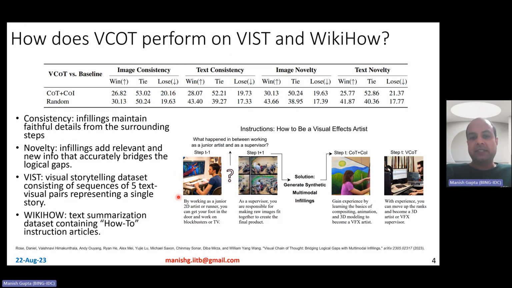Now, here is an example. Here is a particular step: by working as a junior 2D artist or runner, you can get your foot in the door and work on blockbusters or TV. And there is this one: as a supervisor, you're responsible for making raw images fit together to create the final product. Now, in between, something needs to be put in. And nicely, this visual chain of thought method brings in this image, which is a nice fit between these two, right? The last image. And it also brings up this nice text: with experience, you can move up the ranks and become a 3D artist or VFX supervisor. This is also pretty interesting text to put in between, right? Compared to a baseline, which doesn't come up with a very consistent image. It does come up with some reasonable text, but not a very consistent image fitting in between these two.